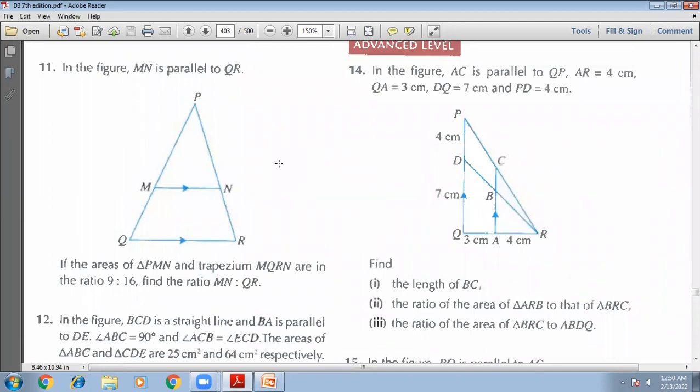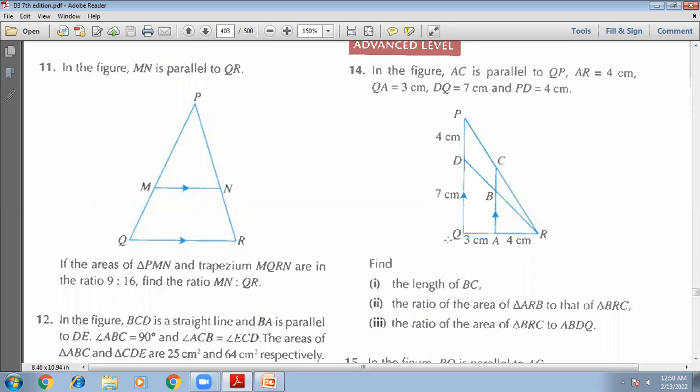Question number 14 is showing up on your screen. In the figure, AC is parallel to QP. AR is 4 centimeter. QA is 3. DQ is 7. And PD is 4. The first question is find the length of the BC. They want us to find the length of the BC.